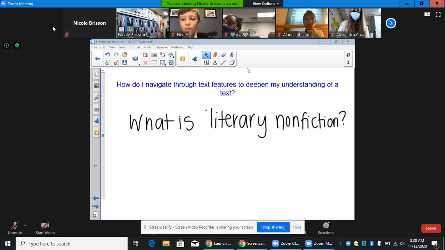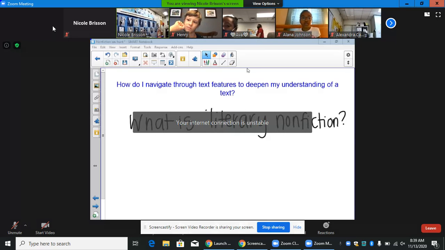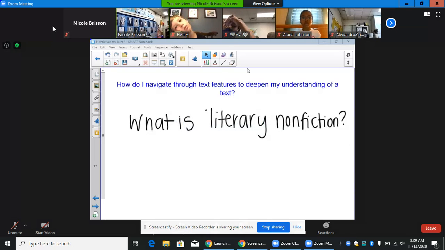So today, you can see my question for you. What we're going to be figuring out is, and you guys can read it with me, how do I navigate through text features to deepen my understanding of a text? So now we're going to dig deeper with text features. We're going to use that oceanography reference book today to think about text features and how they help us to better understand what we're reading. But before we begin, I've got a good vocabulary all about text features.